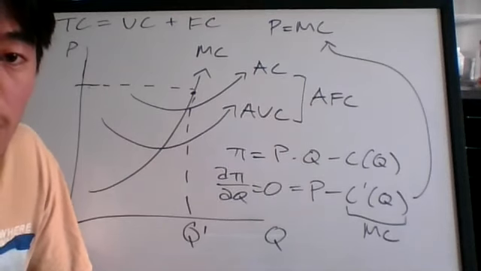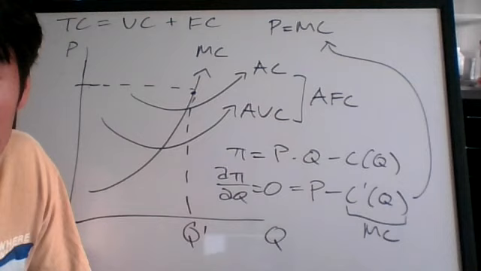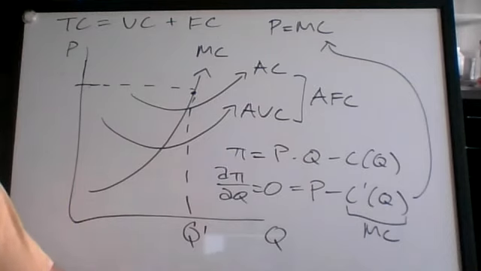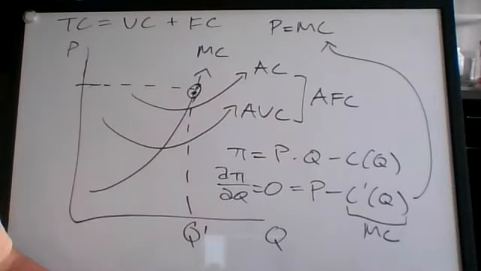Let's see, was there a question? What happens at the point Q prime comma P? So this is basically the point in which you're maximizing profits to the best you possibly can as an individual firm.